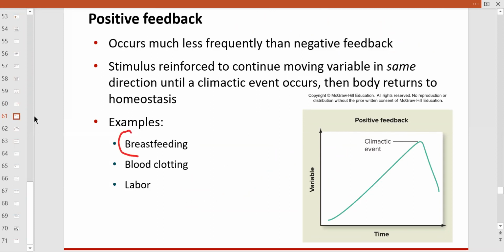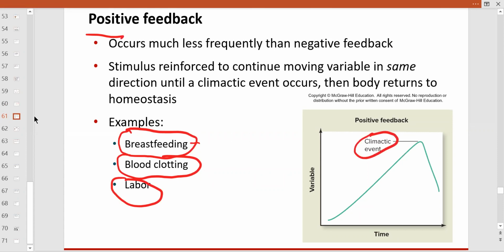Oh, breastfeeding is another one. Lactation. And the hypothalamus is big on this one too, releasing prolactin from the anterior pituitary. So blood clotting, and the one we're going to talk about most is labor for positive feedbacks. And the climactic event for childbirth is having the baby come out, right? Then that's the climactic event, and then followed by the placenta too. Don't forget that, the umbilicus and all that.